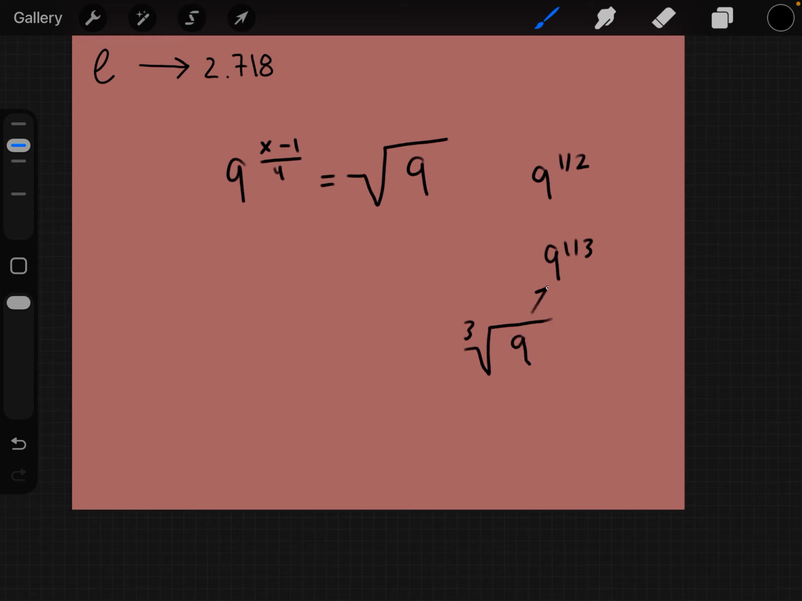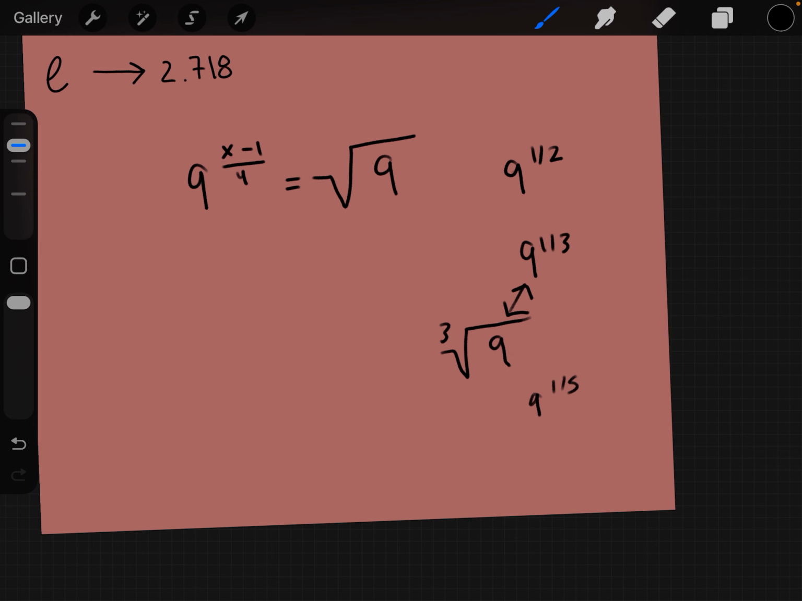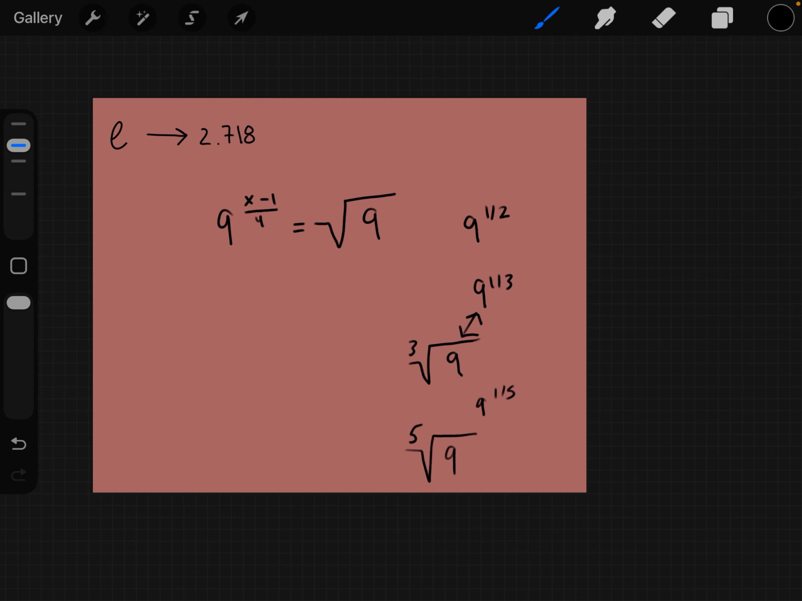Okay, so these are the same. And then same thing. Whoever is on the outside stays on the outside.